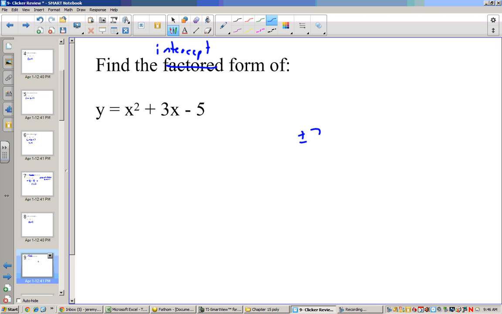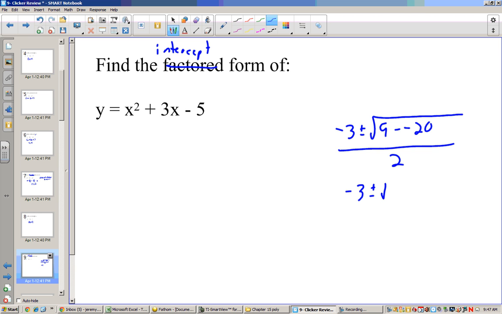Plus or minus b, no, negative b, plus or minus the square root of 3 squared, which is 9, minus 4 times 1 times negative 5. So 4 times 1 is 4, times negative 5 is negative 20. All over 2a, which is 2 times 1. So this would be negative 3 plus or minus the square root of 29, because minus a negative turns into a positive, over 2.